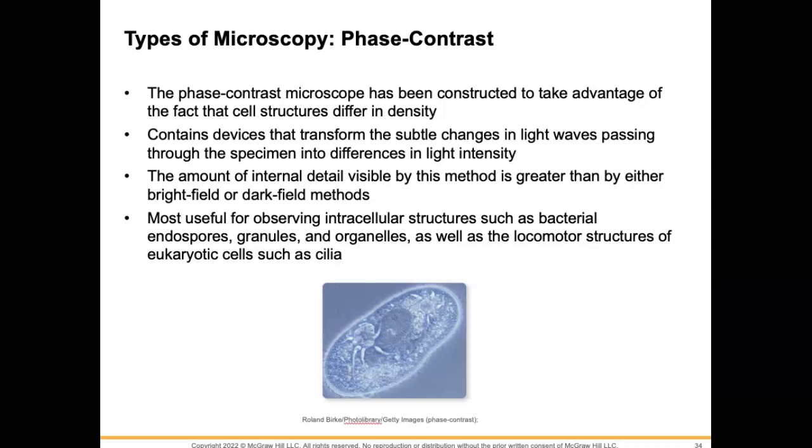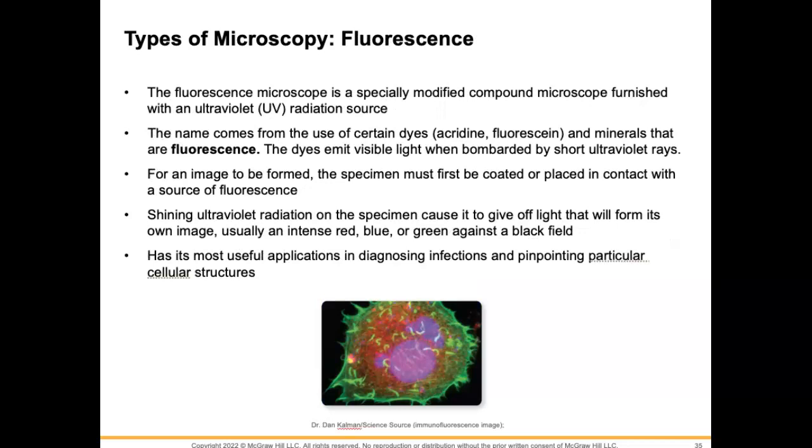Phase contrast. Basically constructed to take advantage of the fact that cell structures differ in density. So it's useful for observing intracellular structures such as bacterial endospores, granules, and organelles, and so on. Fluorescence. It's a specially modified compound microscope furnished with a UV radiation source. There is the application of certain dyes that fluoresce the specimen, useful applications in diagnosing infections and pinpointing particular cellular structures.